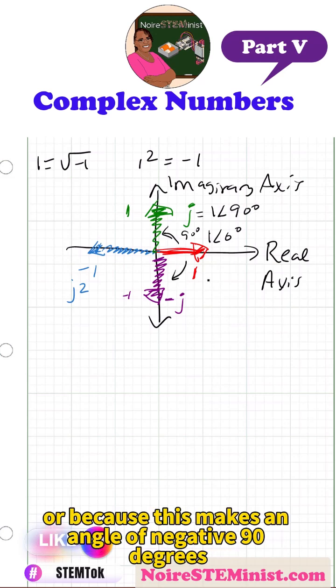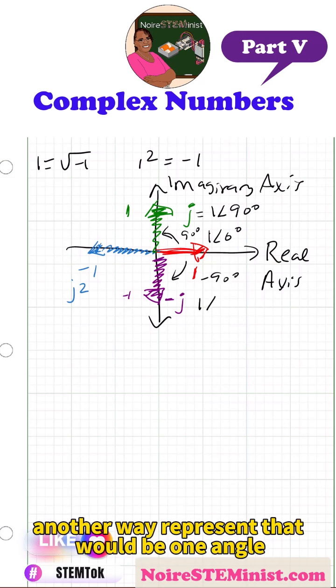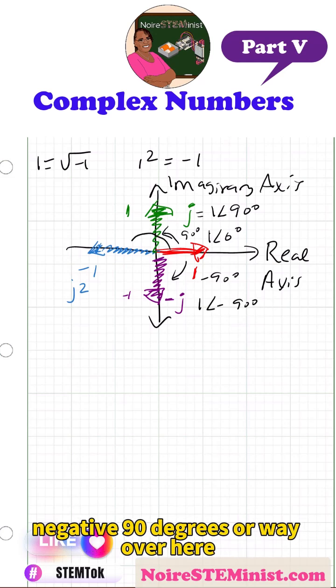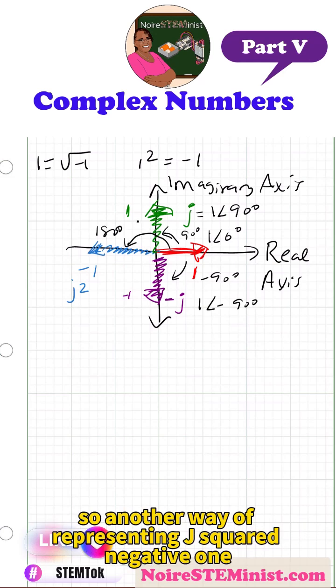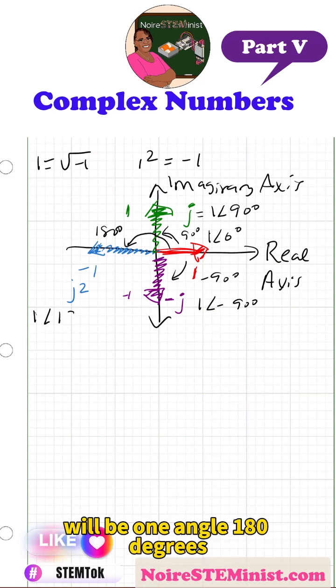Or because this makes an angle of negative 90 degrees, another way to represent that would be 1 angle negative 90 degrees. Or way over here, that's an angle of 180 degrees. So another way of representing J squared or negative 1 would be 1 angle 180 degrees.